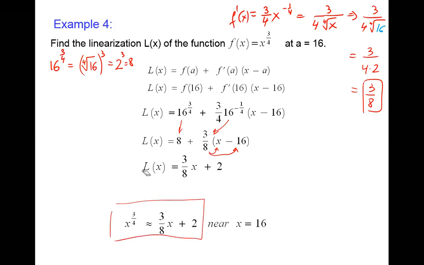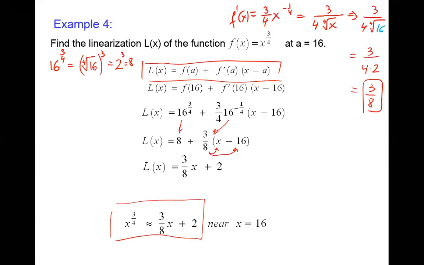This weird root function could be approximated or replaced with this linear expression, only if we're looking at the x's close to 16. Please remember, if it is a different value, I can't really replace it, only close to the given value, because this is the tangent line at 16. I hope we will be okay with this weird power function or root function, this weird exponent. Okay, and then follow the steps. This is, of course, the equation from today.